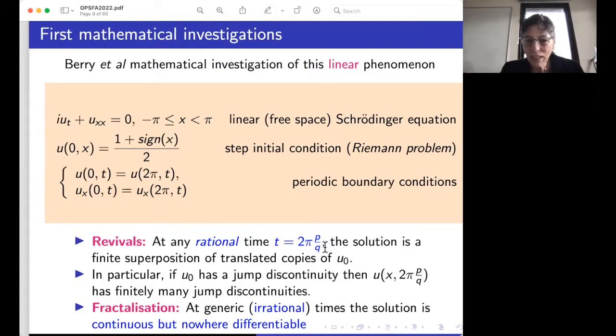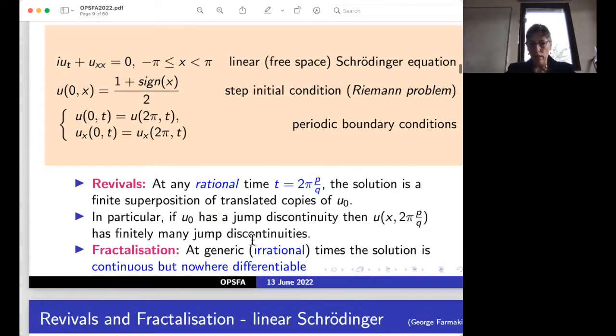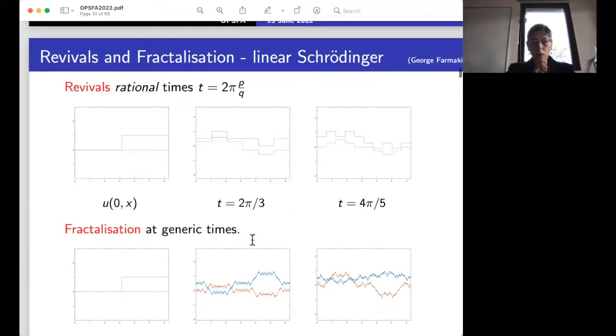So in a sense, the regularity of the initial condition is preserved at these times. However, at other times, the solution is in fact continuous, though nowhere differentiable. So there is an improvement of regularity, not massive, just one step, but there is a difference in the regularity class of the solution at times that are rational and at times that are irrational. So let me just show you.